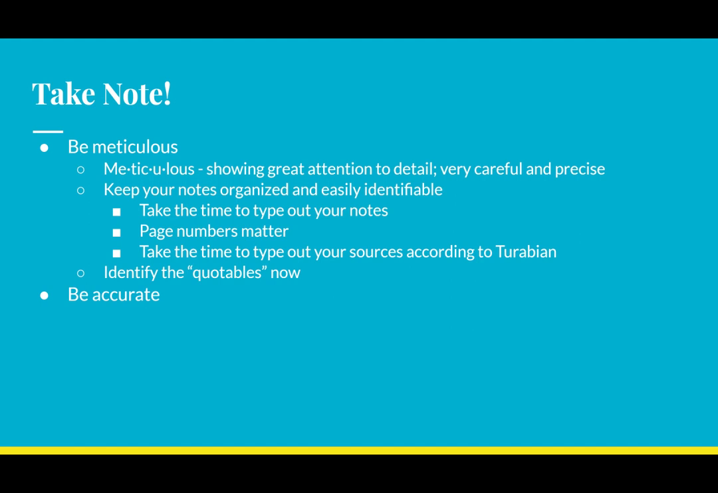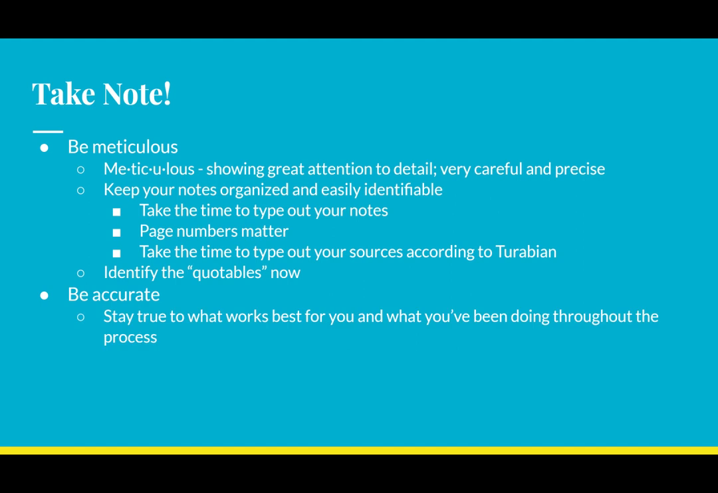Okay, so the second big piece of advice I would give you, and so with the University of Reading, is be accurate. Be accurate, and here's what that means. To be accurate means that you need to stay true to what works best for you and what you've been doing throughout this process. That means in every possible way. Take notes the way that works best for you. Now, you guys saw what works best for me. If that doesn't make sense to you, then don't do that. What works for you, then do it that way.